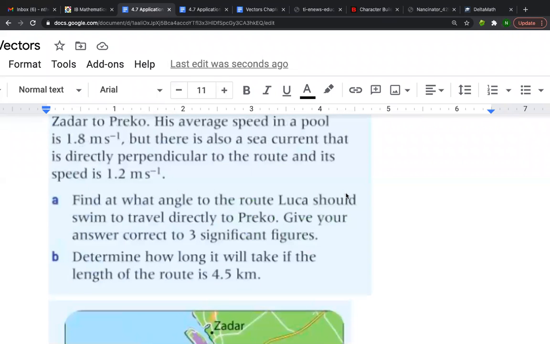But basically you can create a, what's it called? Parallelogram. So here is my plane. We have, in green, 1.2, and in red we have 1.8.